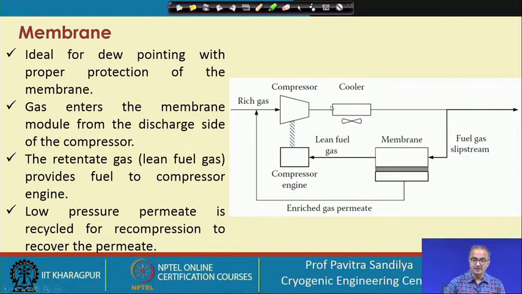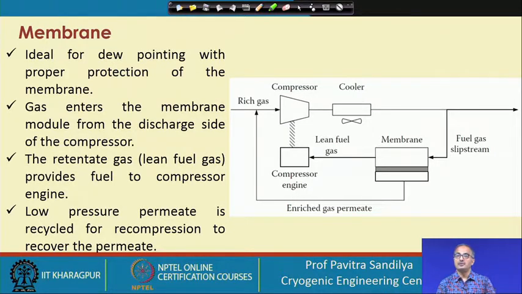Now, generally we expect that the membrane should allow the lower hydrocarbons, that means the smaller hydrocarbons, to pass through and not the higher ones. But in this case it is a bit different. We find that the higher hydrocarbons are passing through the membrane, whereas the lower ones are being retained. This seems a bit unusual, but it happens because of the particular choice of the membrane material.